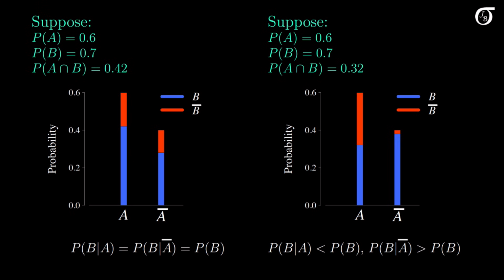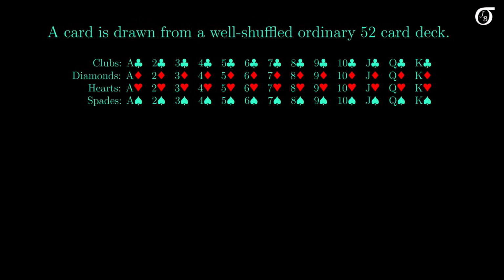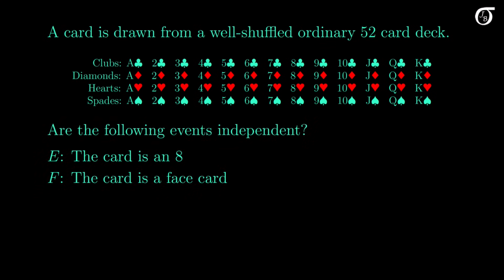With this in mind, let's look at a simple example involving playing cards. Suppose we are about to draw a card from a well-shuffled 52-card deck of playing cards. Here are the 52 sample points, the ranks ace through king for each of the 4 suits. If the deck is well shuffled and the card is being drawn fairly, then it's reasonable to consider these 52 sample points equally likely. And consider the events the card is an 8 and the card is a face card. Are these events independent?